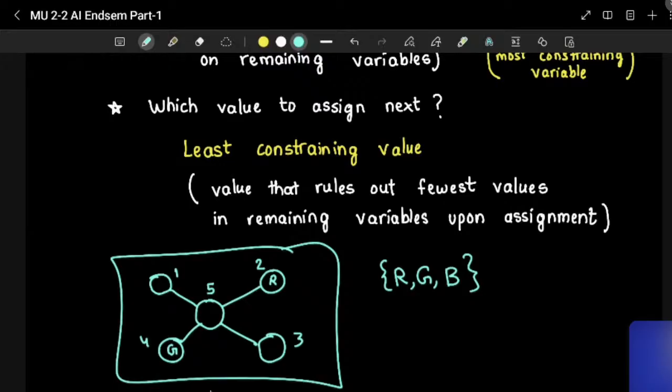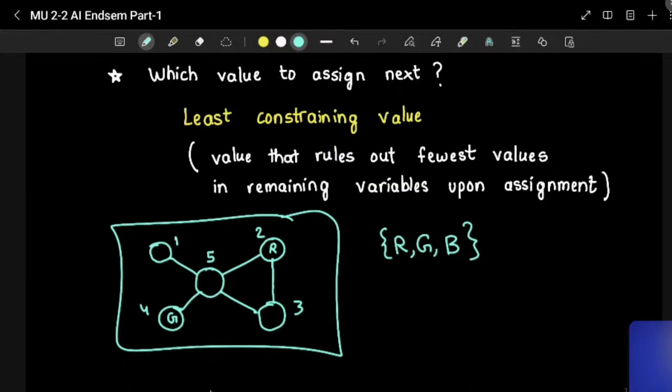Or let's say this line is also there. If you look at variable 3, I can't put R because it will clash with variable 2. So my domain of 3 will be G and B. But if you look at variable 5, I can't put R because it will conflict with variable 2. I can't put G because it will conflict with 4. The only value left for variable 5 is B.